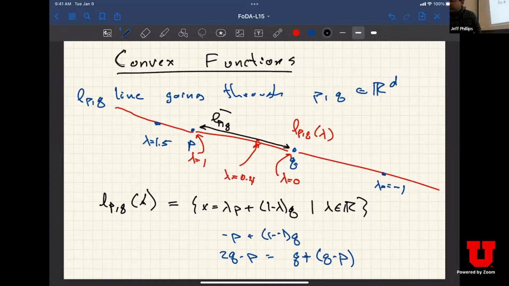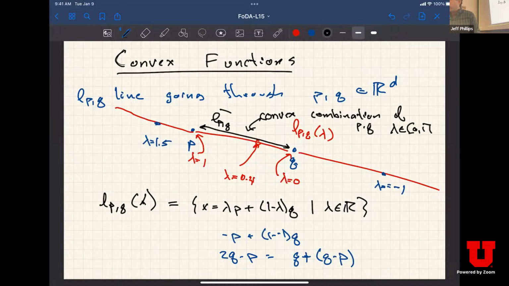If I restrict to 0, 1, this region in here is the convex combination of P and Q. This is for lambda in 0, 1. So when lambda is in 0, 1, I get the convex combination of P and Q. Otherwise I get a linear combination of them, which gives me the whole line. But the convex combination is just the region there in the middle.